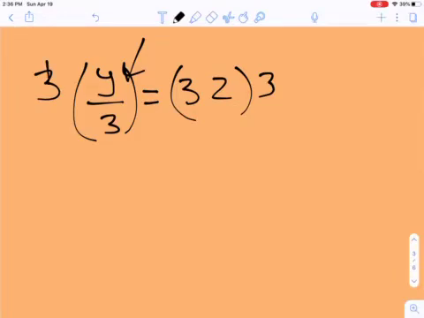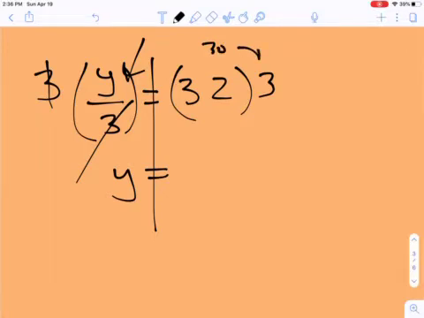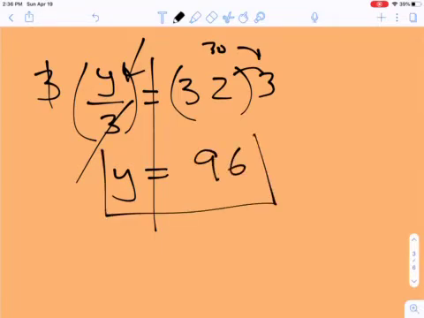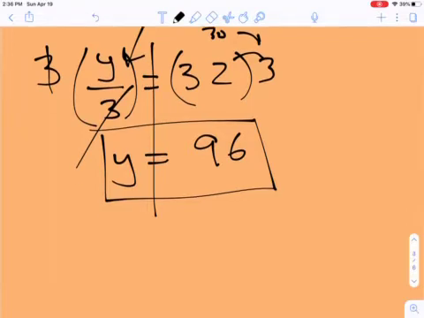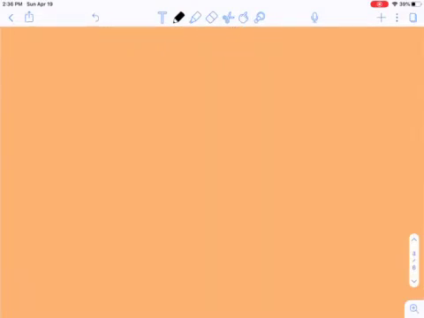So my 3's are going to cancel. That's just going to leave me y over here. And then 32 times 3, well, 30 times 3 is 90, and then 2 times 3 is 6, so that will give me 96. So y equals 96. All right, let's take a look at another one.